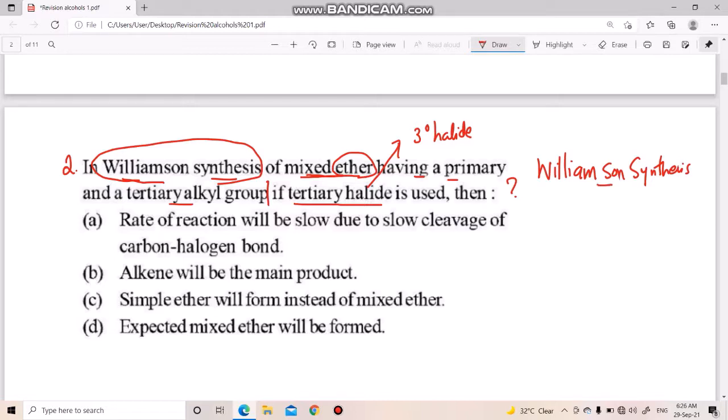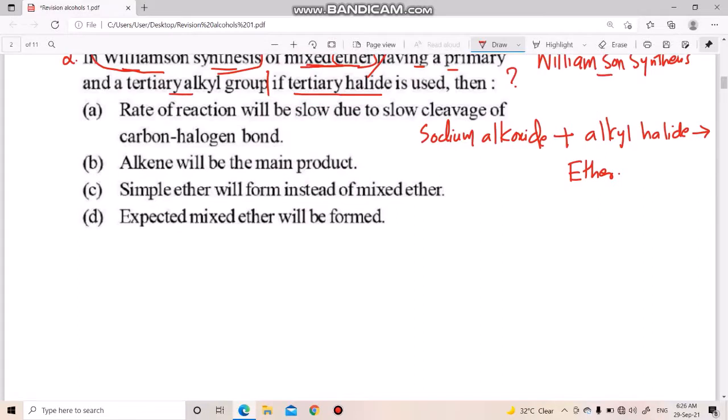In Williamson synthesis, the starting material is any sodium alkoxide plus alkyl halide. A primary alkyl halide is preferable; I will tell the reason now. Primary alkyl halide and sodium alkoxide combine to form ether. I will show you one example here.